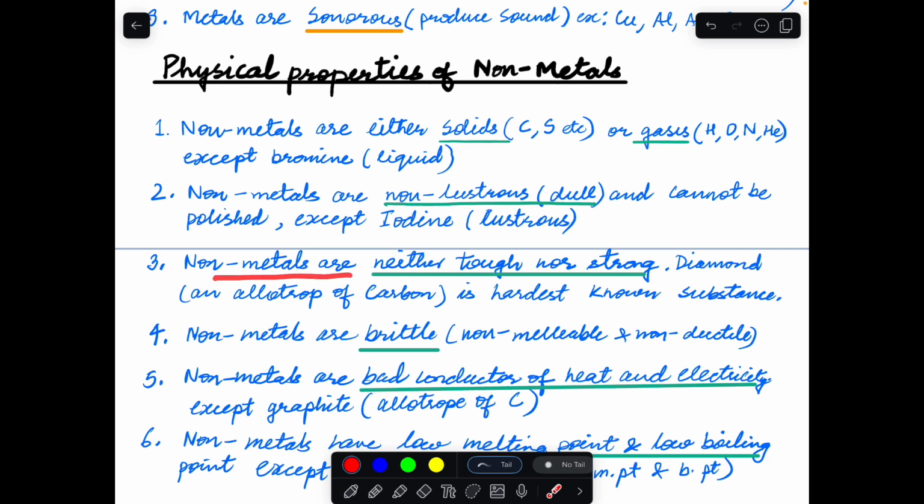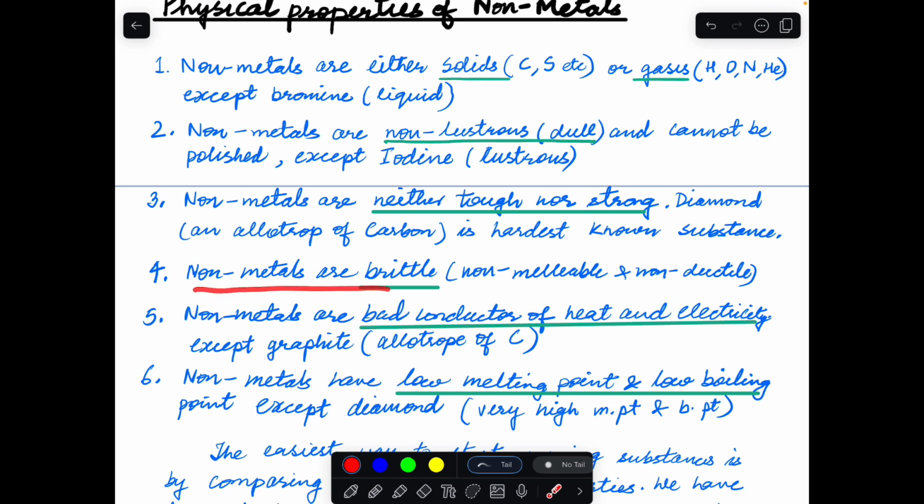Now non-metals are neither tough nor strong like metals. And here the exception is diamond. Diamond is very tough. It is the hardest known substance and it is one of the allotropes of carbon. Carbon exists in different allotropic forms, diamond and graphite, and here diamond is the hardest known substance. So in all categories of physical properties of either metal or non-metal, you have to remember the exceptions.